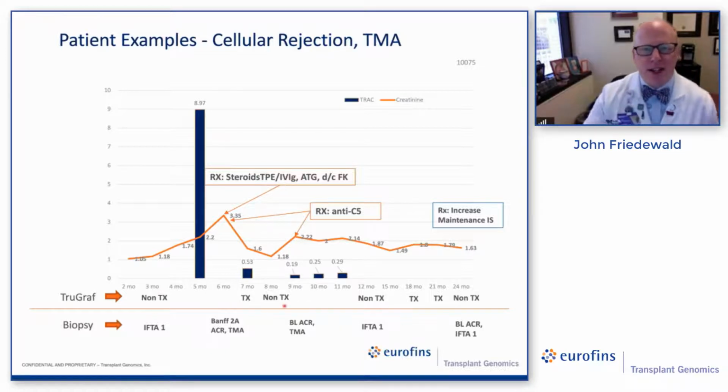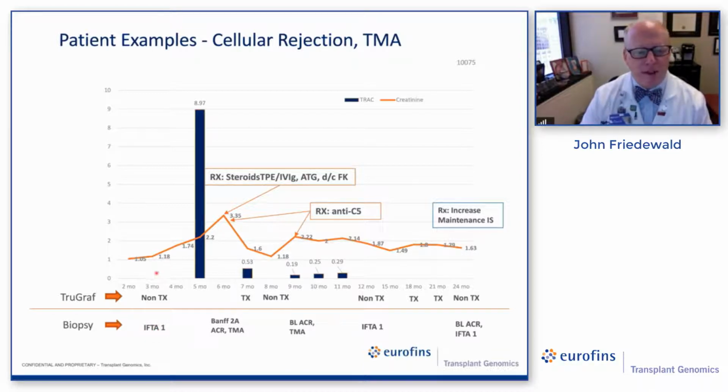Now, the TruGraf testing in the study was not available at the time of the clinical trial, so the patient was treated based on biopsies alone. We then went back after we discovered the TruGraf gene expression assay and looked at what it would have shown at those time points. The serum creatinine is shown here in orange, a fairly normal, stable creatinine out to 3 months. But at 3 months, the patient had a non-TX TruGraf result, which means an abnormal result. The biopsy just showed interstitial fibrosis and tubular atrophy grade 1, but no rejection based on the biopsy read.